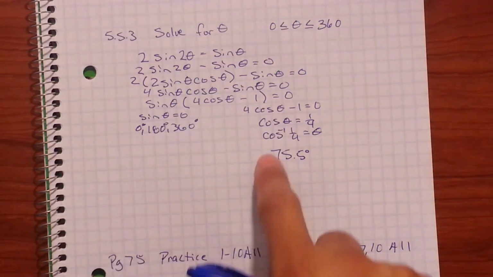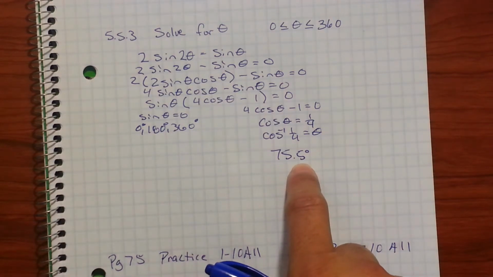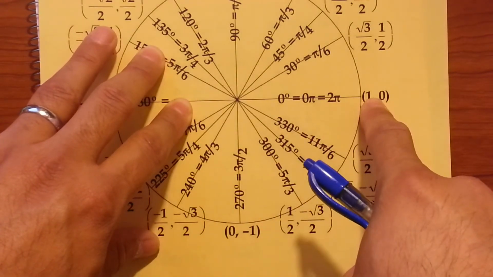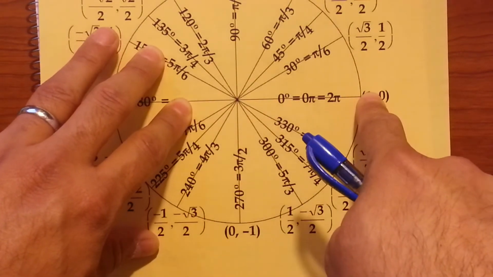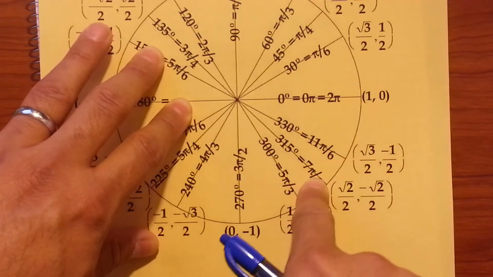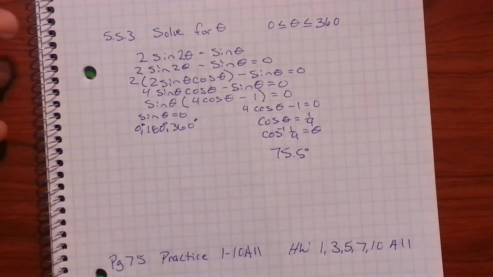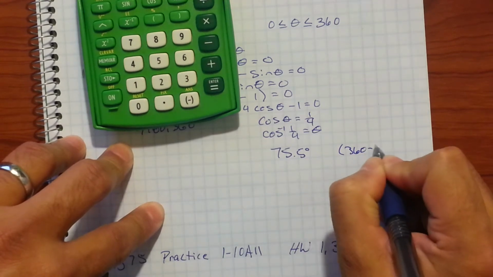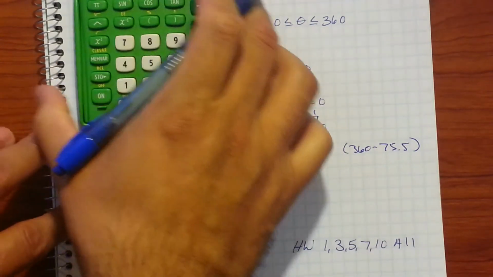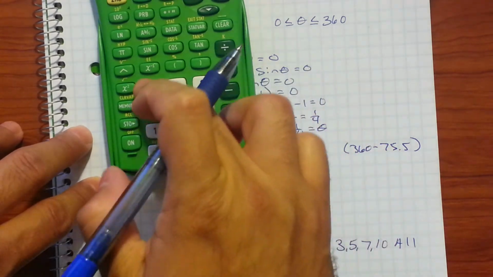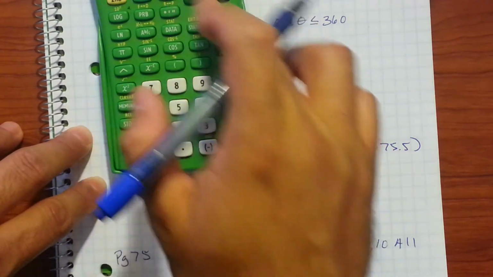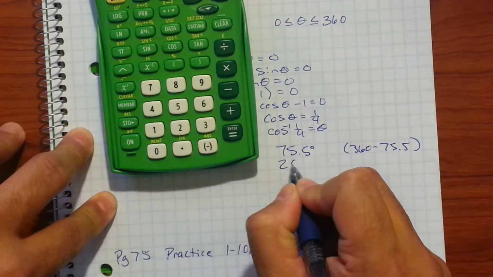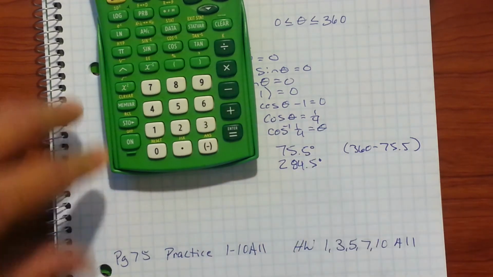But because on my unit circle the cosine is allowed to be positive, okay, cosine is positive in quadrant 1 and in quadrant 4. So the way I would do this one, I would go 360, because it would go down this way, minus the 75.5. So for my second one, it would be 360 minus 75.5, and I should get my other angle at 284.5 degrees.